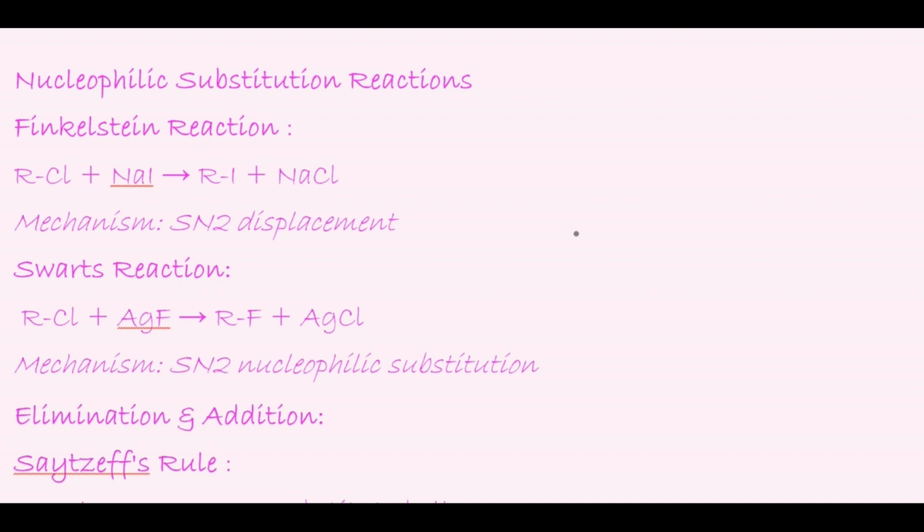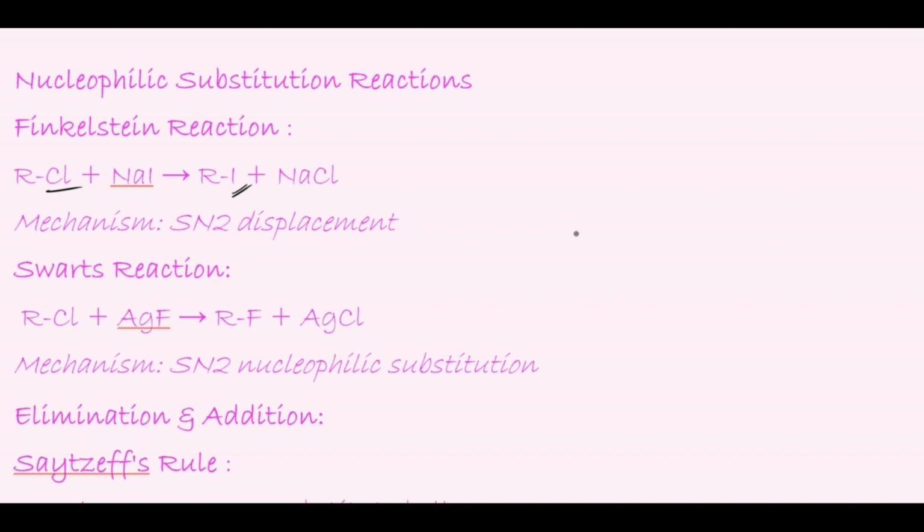Finkelstein reaction, which comes in the halo part. This is very important. The question can be asked directly from this. How will you convert Cl to I? Just NaI, sodium iodide, you can use to get it converted. So this follows SN2 displacement.